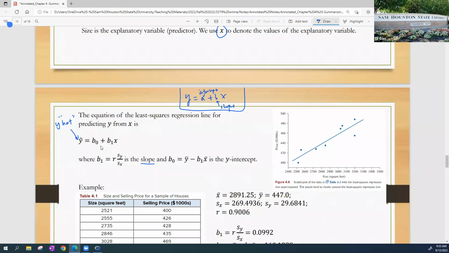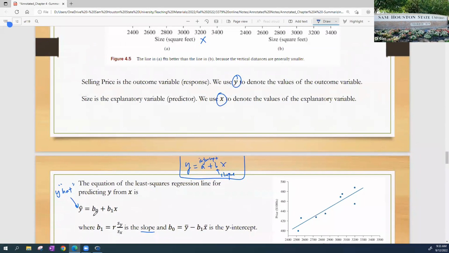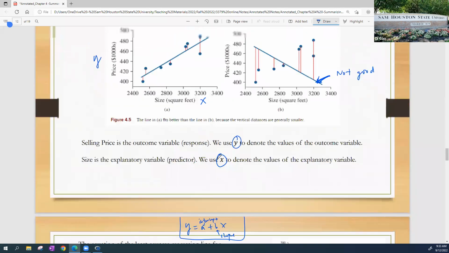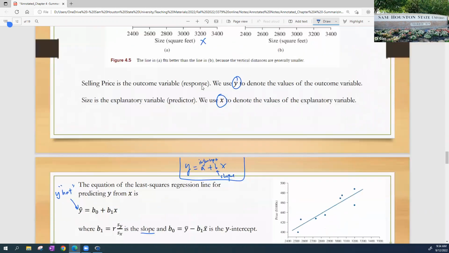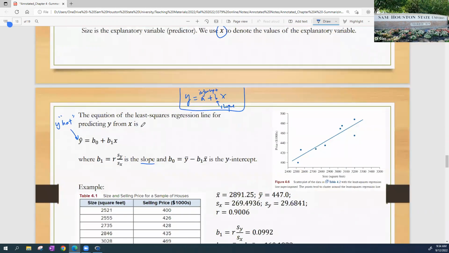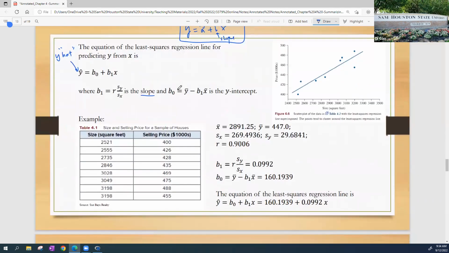So that's the formula. And again, the reason we use y hat for the equation of the least squares regression line is similar to the sample mean and population mean. We don't know the population mean, so we estimate it using the sample mean. Here, we don't know the true line, so we estimate it, using y hat to find the best possible line we can get.